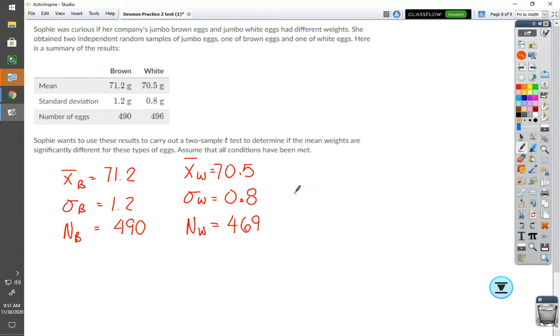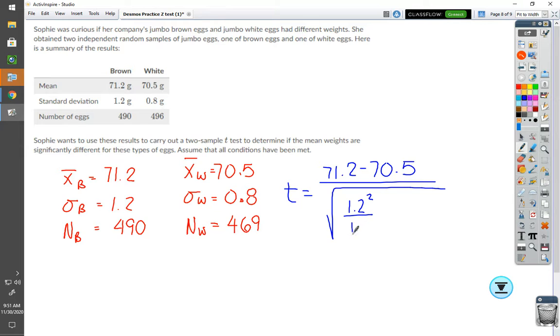So my first calculation is to utilize the t-test score and calculate a t-test for this given value. So in my formula, my t-test will look like 71.2 minus 70.5 in my numerator. In my denominator, I'll have 1.2 squared divided by the set of n. And to that, I will add the second standard deviation of 0.8 squared divided by 496. Go to DESMOS in order to make this calculation.